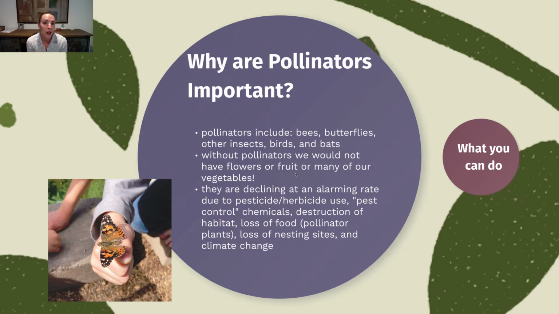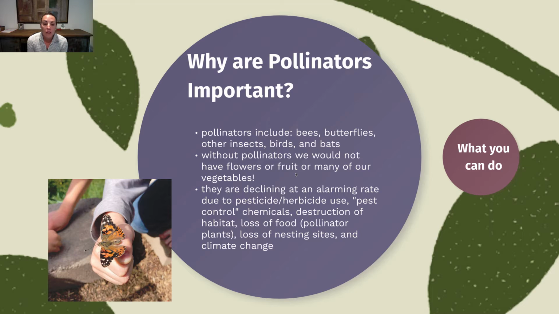Most of our food crops, fruit and vegetables, need to be pollinated by some sort of pollinator, whether it's a bird or a bee or a butterfly. And they're declining at an alarming rate due to pesticide and herbicide use, pest control chemicals. So when people spray honeybee nests that form under their deck, they're killing these pollinators. So those kind of pest control chemicals.